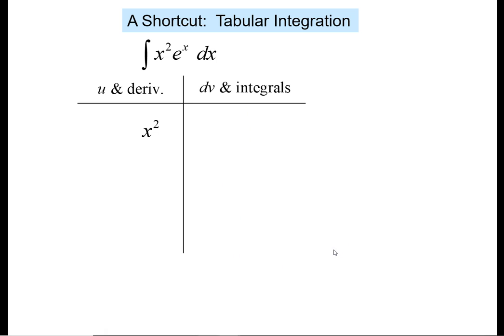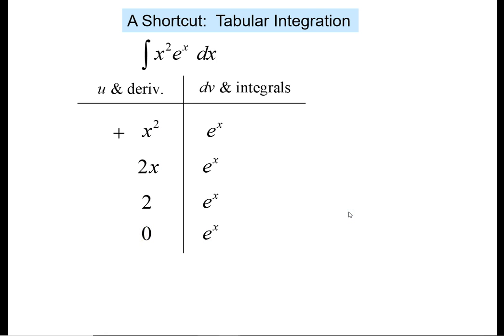So you're going to start by writing down your choice of u, and then what you're going to do is differentiate that. If you can differentiate it down to 0, go ahead and do that. So if u is x squared, the derivative is 2x, the derivative of that is 2, the derivative of that is 0. So now I'm done because I've got something down to 0 here. My dv, of course, is e to the x dx. My integral is e to the x. Integral of that is e to the x. Integral of that is e to the x. So I'm stopping in the fourth row because that's where I stopped in the first column.